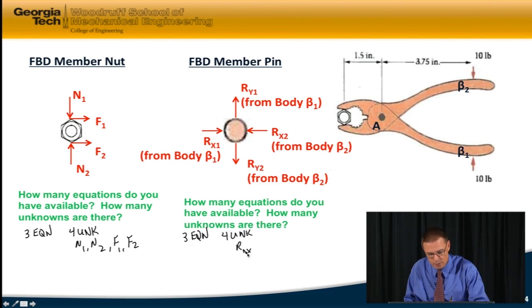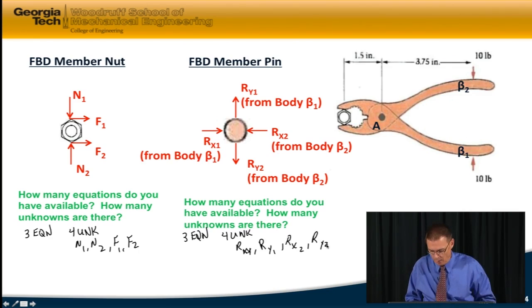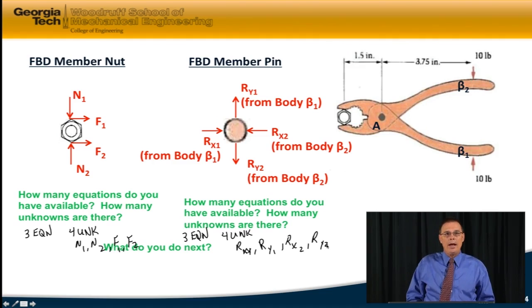And over here we have 3 equations again, and we have 4 unknowns, Rx1, Ry1, Rx2, and Ry2. Now the question is, what do you do next? And you should say, okay, I need to do another free body diagram because I have too many unknowns for the number of equations. But before we go ahead and do that, which we will have to do, let's try to solve for as many unknowns from these free body diagrams as we can. I'd like you to try that on your own, and then we'll come back and do it together.